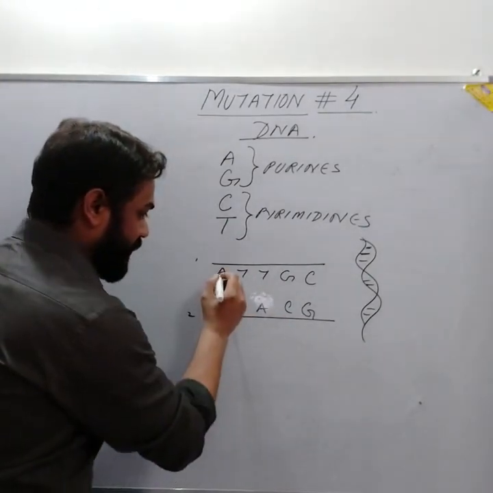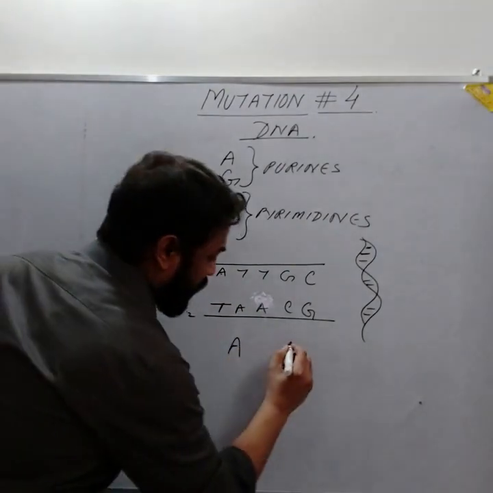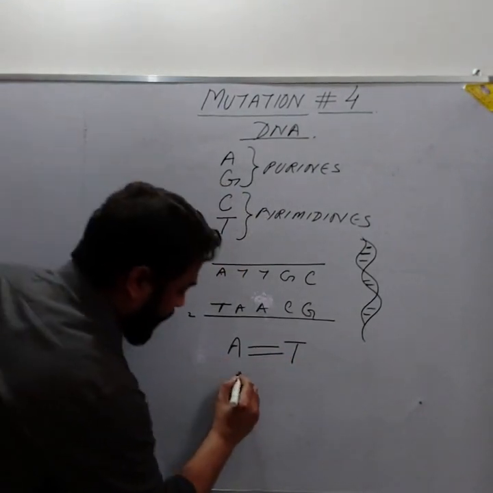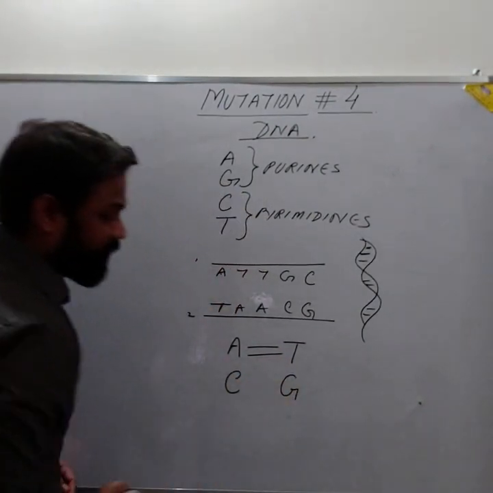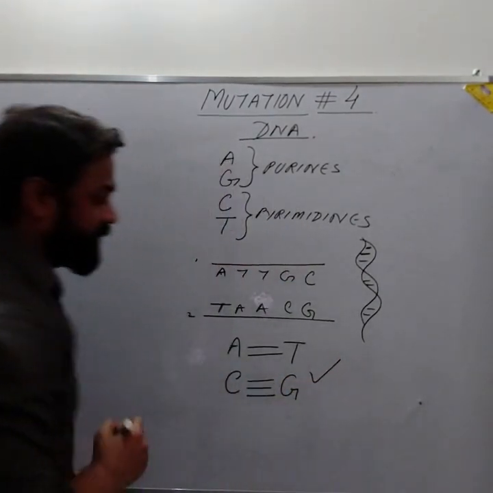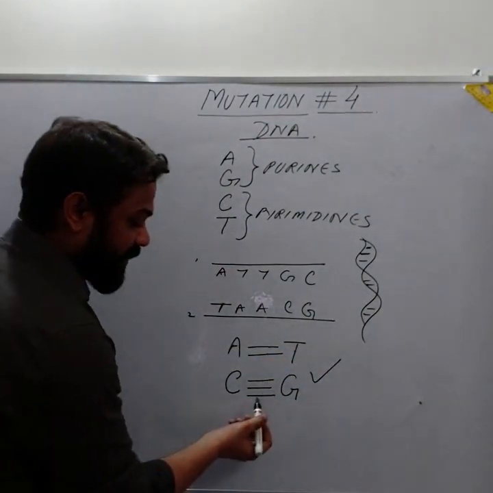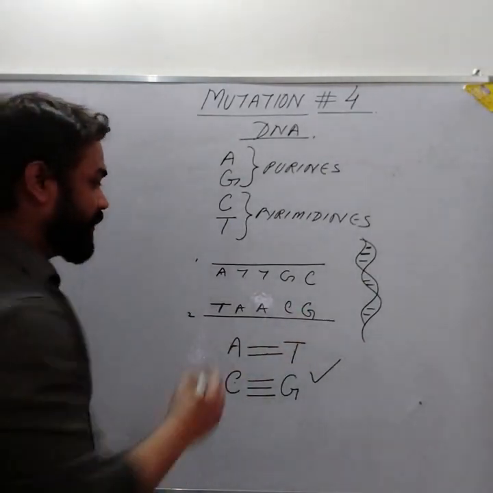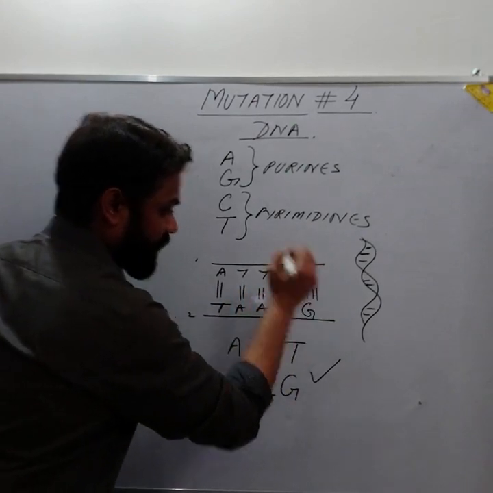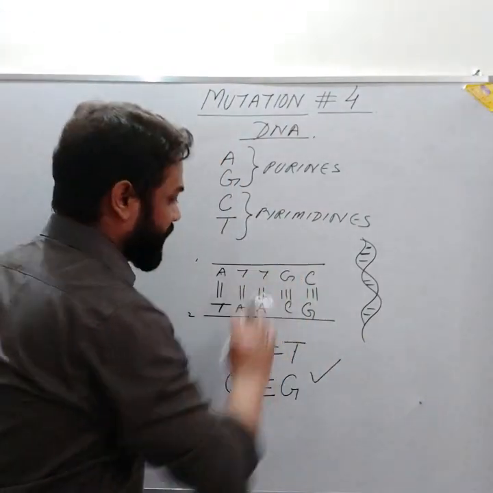We know that adenine always pairs with thymine, and in between we have two bonds. And cytosine always pairs with guanine, and in between we have three bonds. This is a must pairing. That means we will always have two hydrogen bonds between adenine and thymine, and always three bonds between cytosine and guanine. This way we can represent the picture of a double-stranded DNA molecule. Now these are some important points.